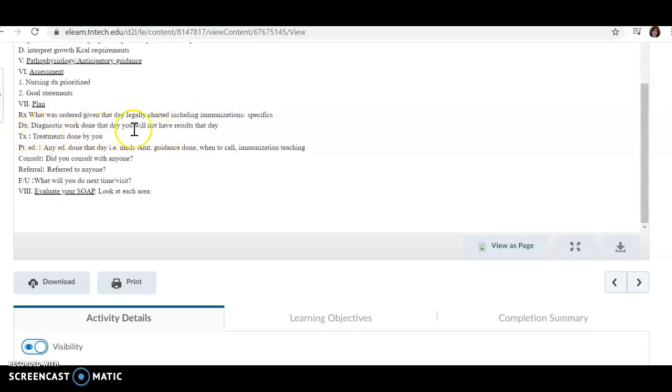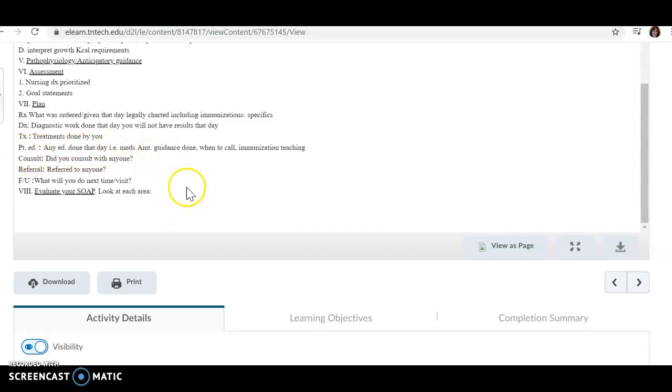Any diagnostic work done that you won't have results that day. So if you draw blood, if you do COVID screenings, if you do something like that and it's not the fast COVID screening where you'll know the answer that day, but it's going to have to be sent out to an external lab, you will list those. Any treatments done by you, if you're in the wound care clinic and you do a wound dressing or a wound vac or something like that, you're going to list that there. If you're not having those situations, you're going to put NA or none.